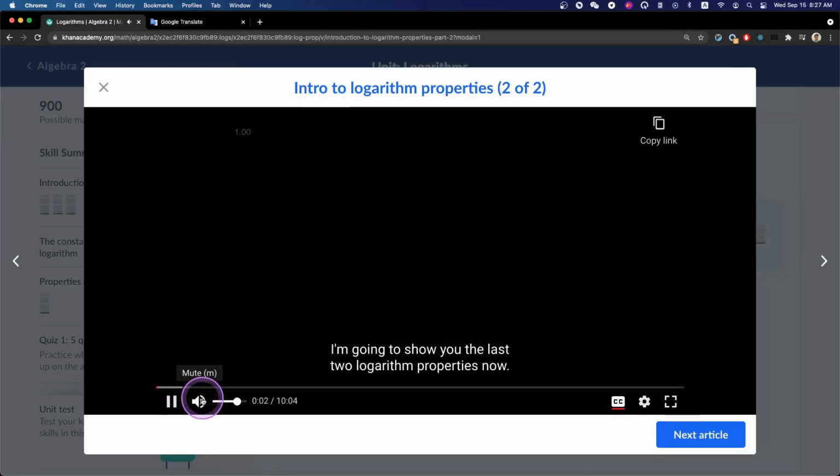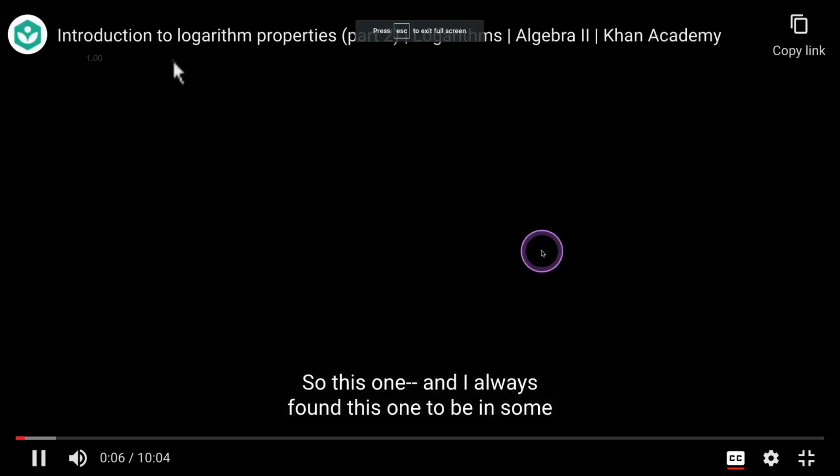Welcome back. I'm going to show you the last 2 logarithm properties now. I always found this one to be in some ways the most obvious one, but don't feel bad if it's not obvious. I encourage you to really experiment with all these logarithm properties, because that's the only way that you'll really learn them. The point of math isn't just to pass the next exam or to get an A on the next exam. The point of math is to understand math, so you can actually apply it in life later on and not have to relearn everything every time.